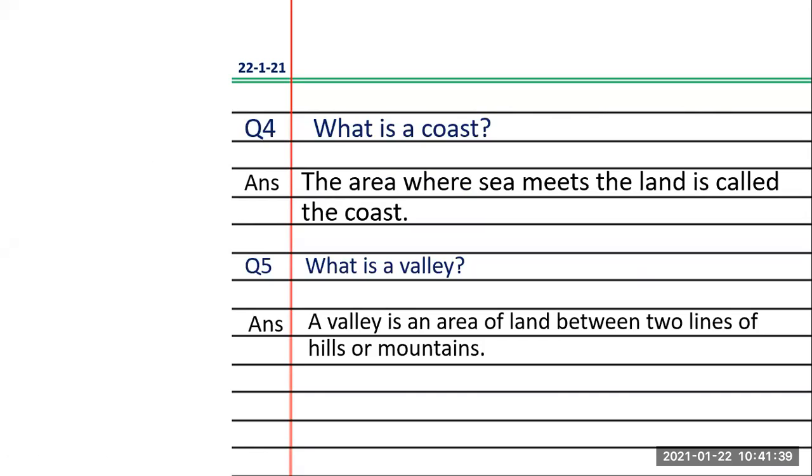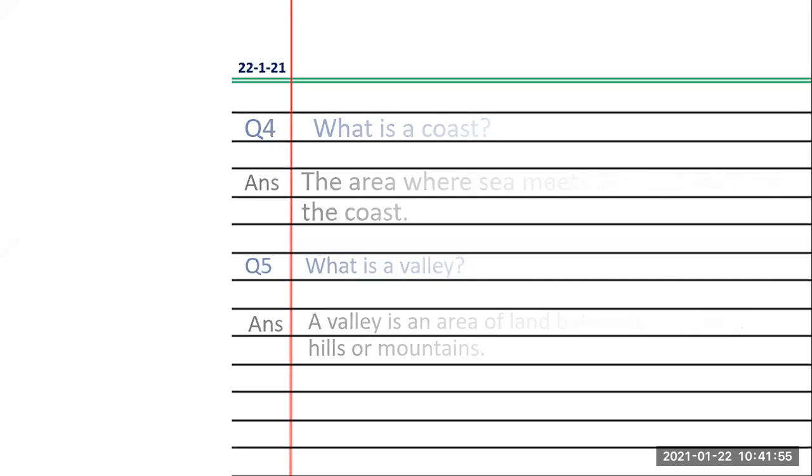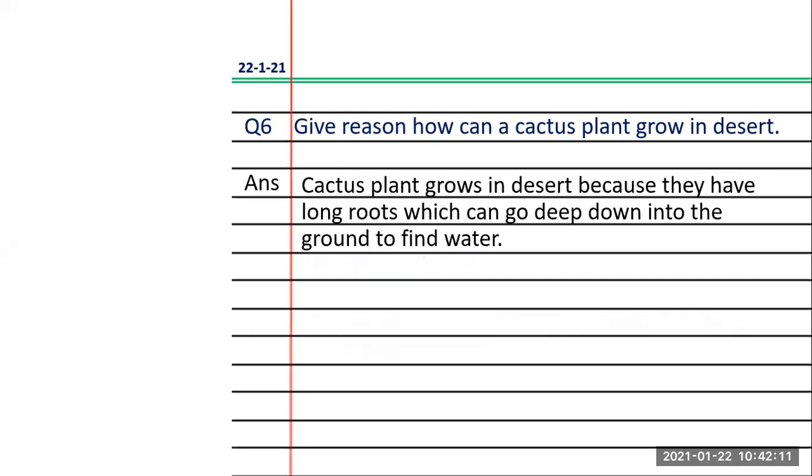Now here comes the previous page. Write down quickly, beta. A valley is an area of land between two lines of hills or mountains. Beta, question 1 till 3 is done in your copy too, and I am having your copy too. I don't know that you have submitted your copy or not. Now, beta, don't waste your time. Just write down the questions that are there on your screen.